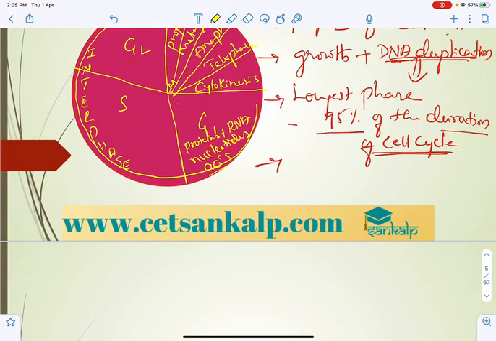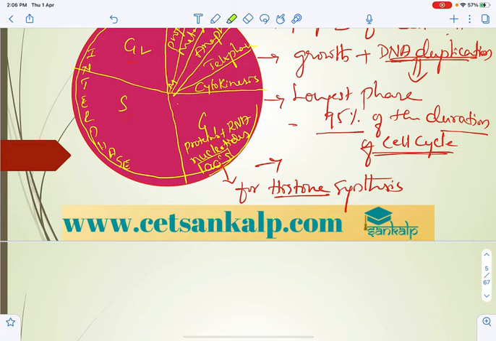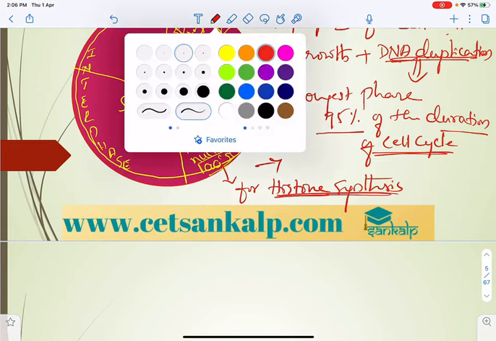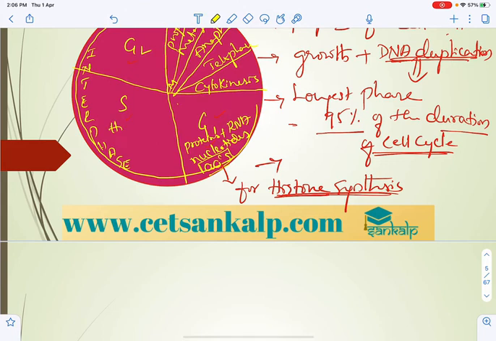So what exactly are the amino acids? Amino acids are the building blocks of proteins. Amino acids are required for the production, or synthesis, of histone. So keep it in mind that the amino acids which are required for synthesis of histone will be produced in G1 phase. But histone synthesis occurs here.